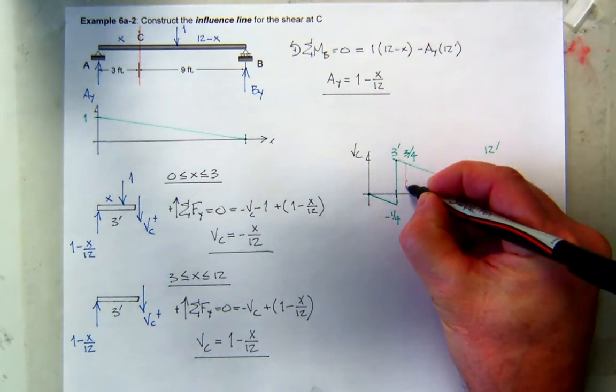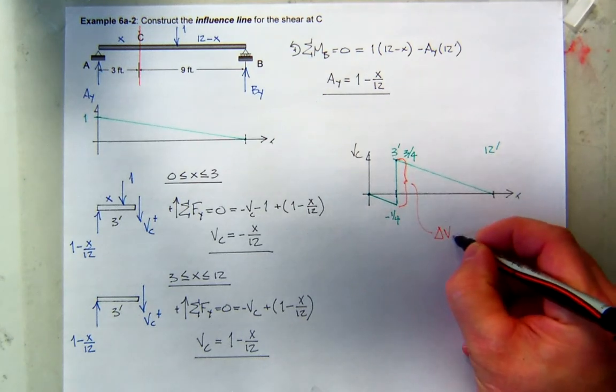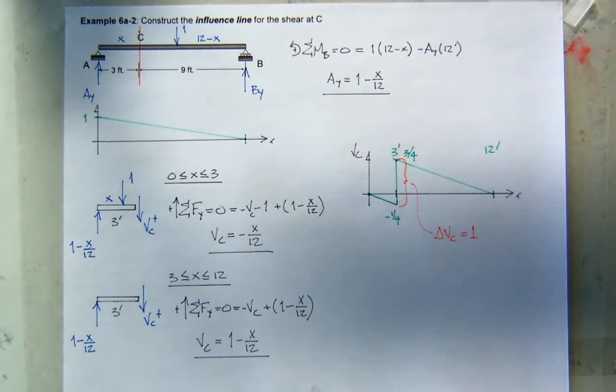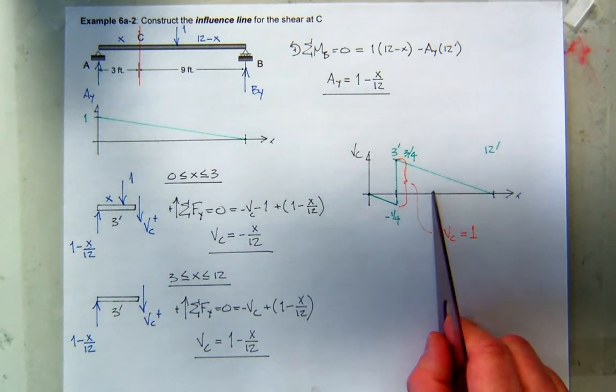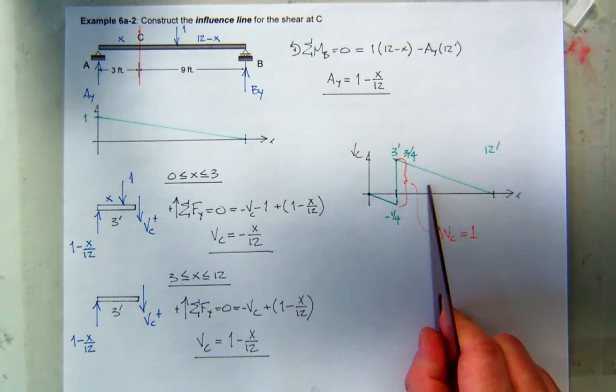Notice this. You see that change right there? What's the change in shear at C there? 1. What's the value of our unit load? 1. Will the change in shear always be 1? Yes. So where do I go to create the maximum shear at C? 3 feet, but to the right of 3 feet or to the left of 3 feet? Just to the right of 3 feet, it goes to 3/4.